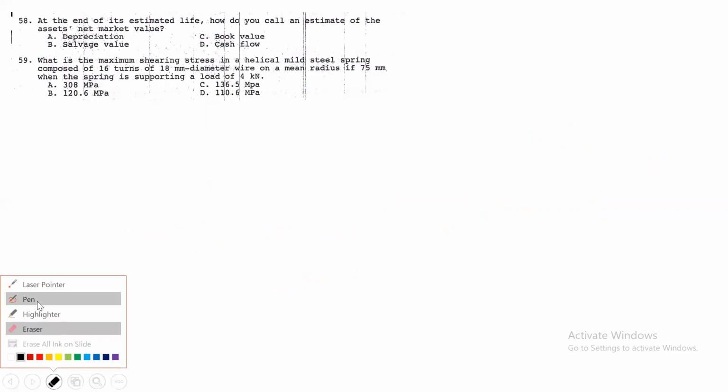So, next, number 58. At the end of its estimated life, how do you call an estimate of the asset's net market value? So, syempre, yan yung salvage value. Or, hindi pala, salvage value pala, yan yung scrap value. No? So, sagot dyan is book value.